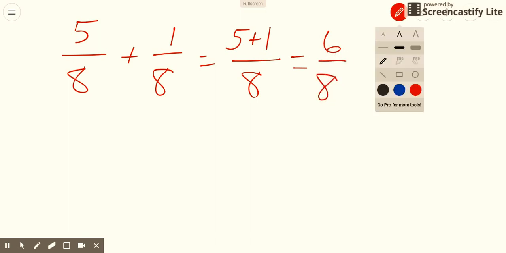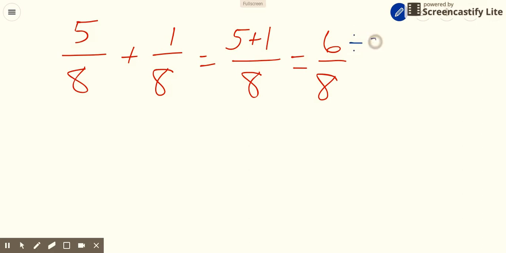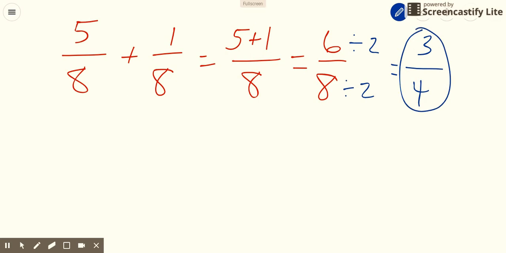Now, we always want to express our answers in simplest form. So remember, when we try to simplify a fraction, we're looking for what we can divide the numerator and the denominator by. In this case, I see that they are both positive numbers and even, so I can divide them by 2 right away. 6 divided by 2 is 3, and 8 divided by 2 is 4. So in this case, my answer would be 3 over 4.